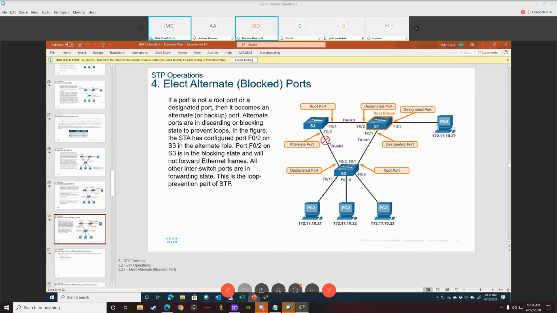And that's what we're going to block right here. Being blocked doesn't mean it's not receiving a BPDU. S2 and S3 always communicate every 2 seconds with a BPDU. The only thing we're blocking is forwarding data or information.